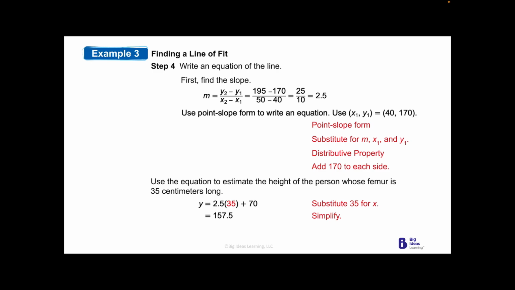Now, after that, the question specifically asked to estimate the height of a person whose femur is 35 centimeters long. You have to recognize that your femur length is your x. That was told to us in the graph. So all you would have to do is plug 35 in for that x value, which they do, and solve. Your person would be around 157.5 centimeters.